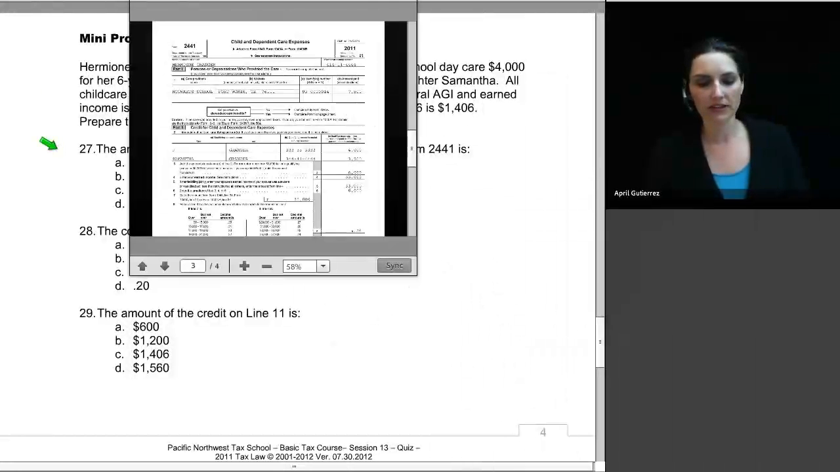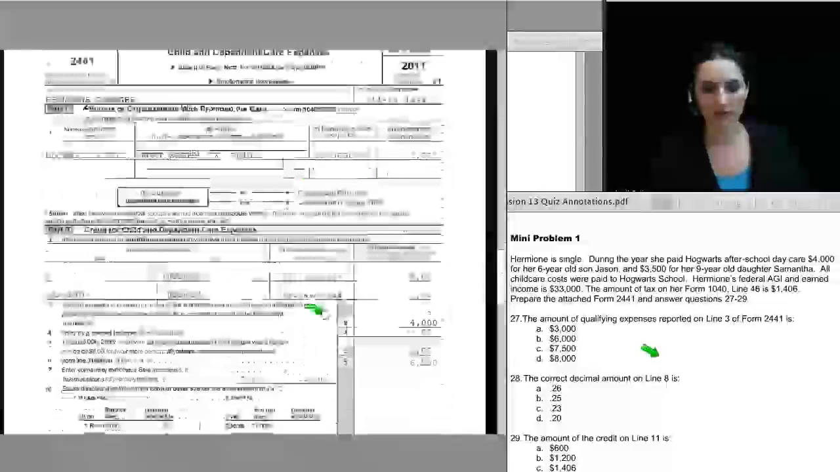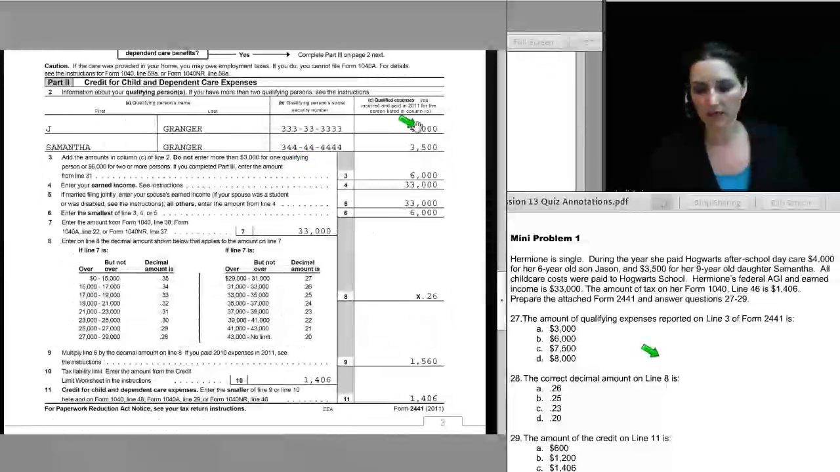So let's pull up that answer key. And here is Hermione's completed 2441. We begin by entering the name of the school to which she paid child care expenses, the identification number of the school, and the amount of money paid to the school. We then show how that money was split between her two children, with Jason having $4,000 of associated expense and Samantha having $3,500 of associated expense.